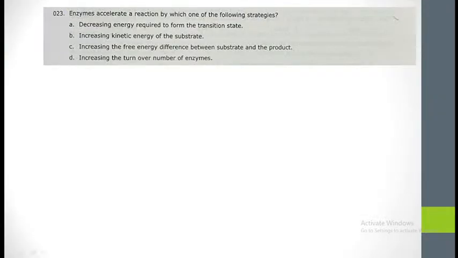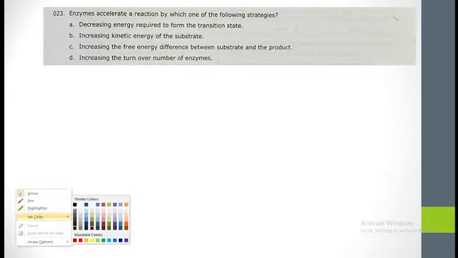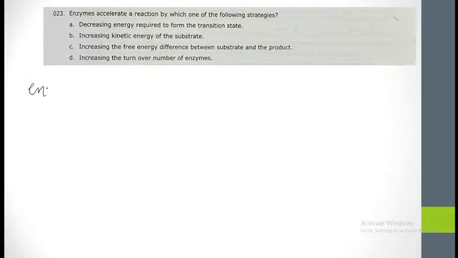This is the very first question for you all, and it is related to unit number 1. The topic is enzymes. The question is, the enzyme accelerates the rate of the reaction by which of the following strategies? These are the 4 options in front of you. Read the question and get the answer, everyone.